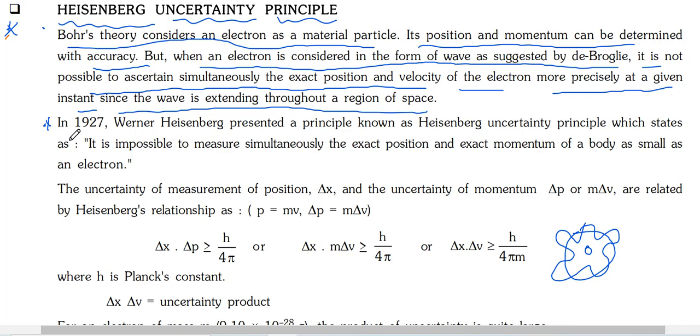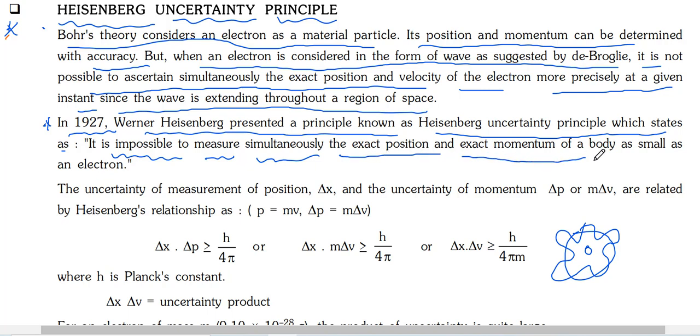Next, in 1927, Werner Heisenberg presented a principle known as the Heisenberg uncertainty principle, which states that it is impossible to measure simultaneously the exact position and exact momentum of a body as small as an electron. So for a smaller particle, position and momentum we cannot calculate simultaneously. If you calculate the exact position, the momentum will be different. If you calculate the exact momentum, the position will be different. So exact values we cannot calculate.